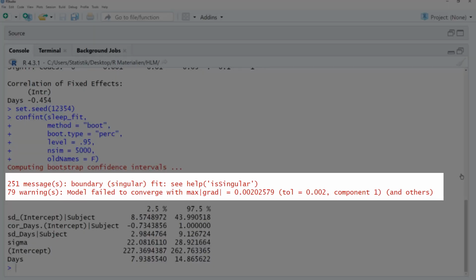First we get warning messages. Some of the 5,000 bootstrap samples led to non-convergence. That is, 79 of the 5,000 runs did not result in a valid model. And that's something you should report.